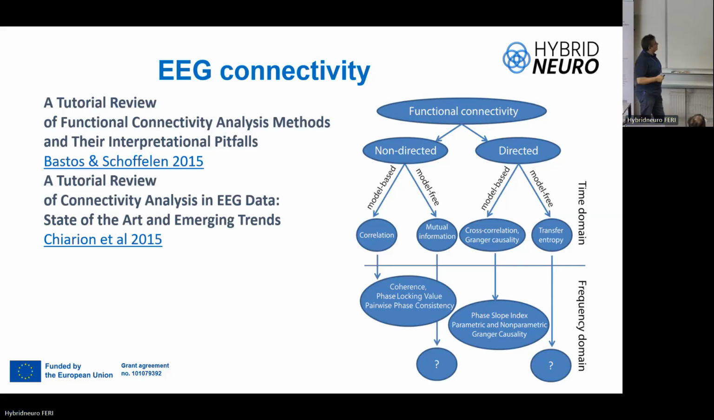We have other techniques in the frequency domain: coherence, very well known, classical functions, phase locking value, phase slope index, parametric and non-parametric causality, etc. But also in the time domain, we can filter the EEG signal with bandpass filters in specific bands, and then we can measure the connectivity in this band. So it's possible also to use them, but with specific restrictions that I will comment on later.